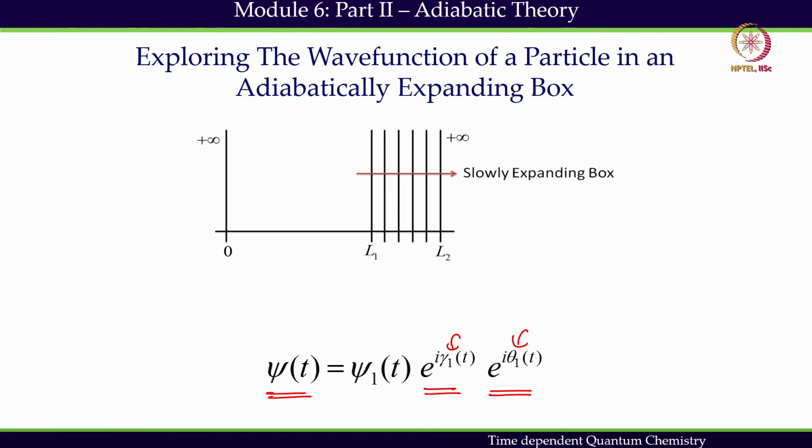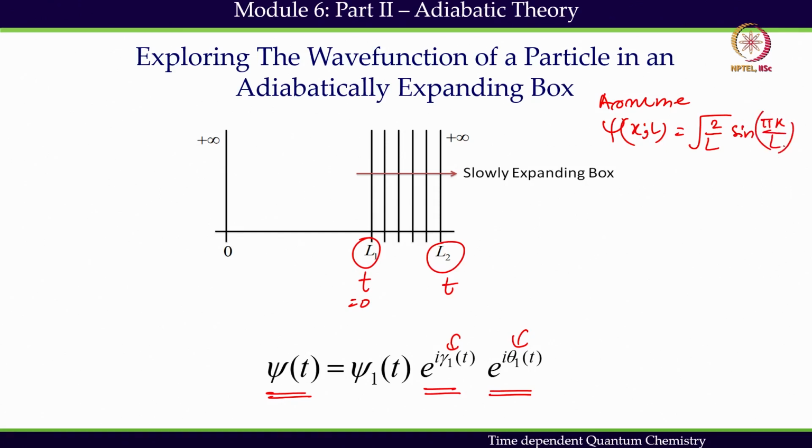The problem is that a box is expanding from length L1 to length L2, where this is t equals 0 and this is at time t, up to which it has expanded. We will assume that my particle before the expansion was in the ground state. So the ground state wave function will be written this way: square root of 2 by L sine pi x by L, and since it was the ground state, it should be L1.